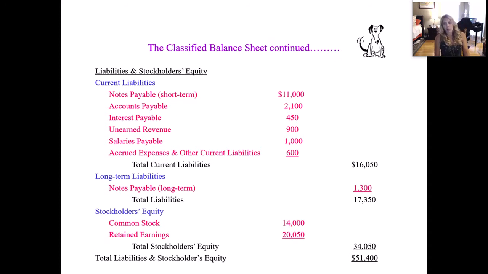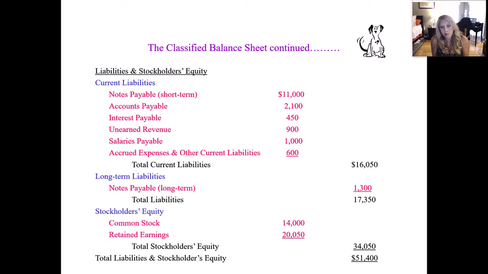So now we have our liabilities and stockholders' equity. Okay, again, like the asset section, we list current liabilities, and these are liabilities that are going to be paid within 1 year or less. So we have notes payable, we have accounts payable, interest payable, unearned revenue, which, yes, it's a liability, even though it says revenue, because it's unearned. Okay, you haven't earned it yet. They paid you in advance, and you have to recognize that it is a liability until you provide that service. We have salaries payable, we have accrued expenses and other liabilities.